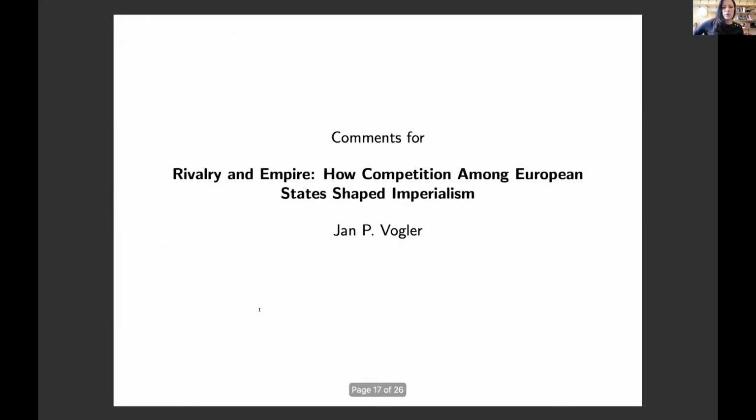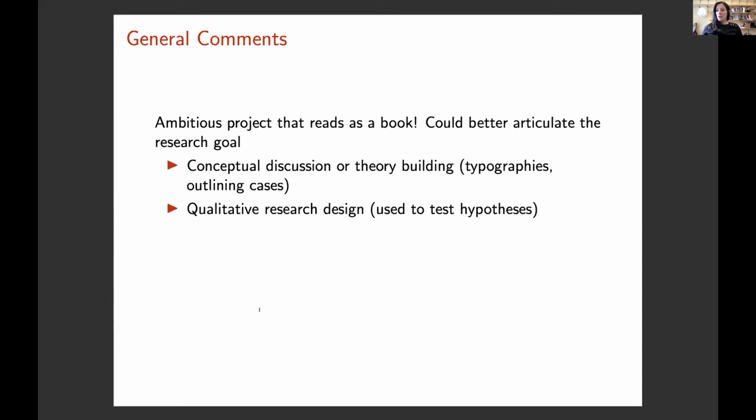Okay, moving on, Jan's paper. So this is another really ambitious project. It almost reads like a book. And so given that this is for an article, my macro comment would be to better articulate the research goal, because I thought that the paper was fighting itself a bit.